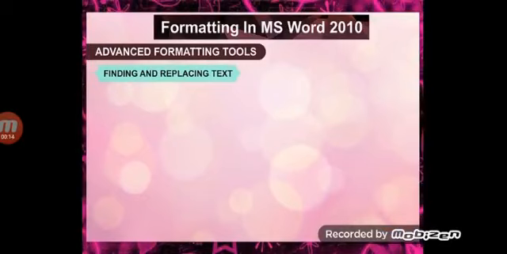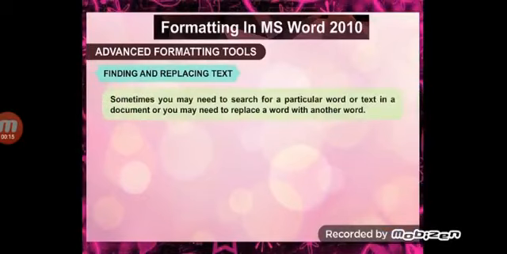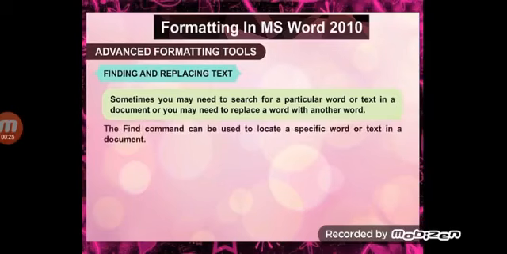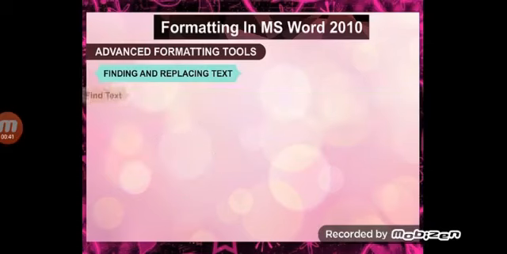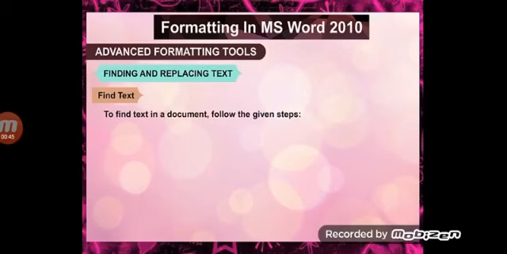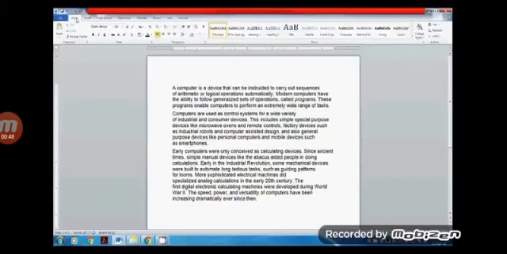Now our next topic is finding and replacing text. Sometimes you may need to search for a particular word or text in a document, or you may need to replace a word with another word. The Find command can be used to locate a specific word or text in a document. The Replace command is used to replace a specific word or text in a document with another word or text. Find text. To find a text in a document, follow the given steps.